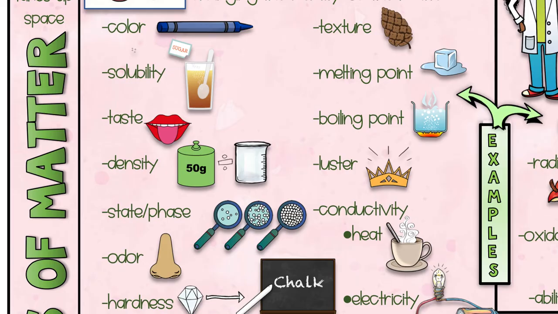Some examples of physical properties are color, solubility, taste, density, state or phase, odor, hardness, texture, melting point, boiling point, luster, and conductivity of heat and electricity.